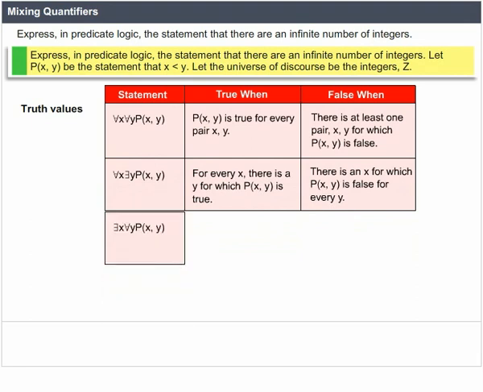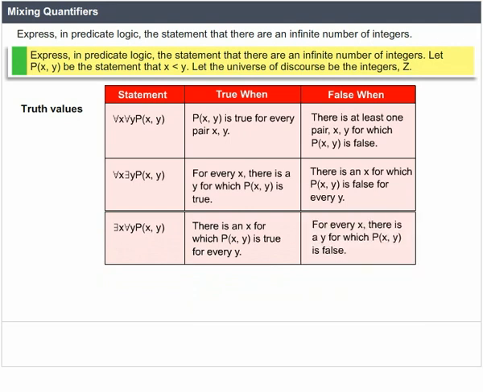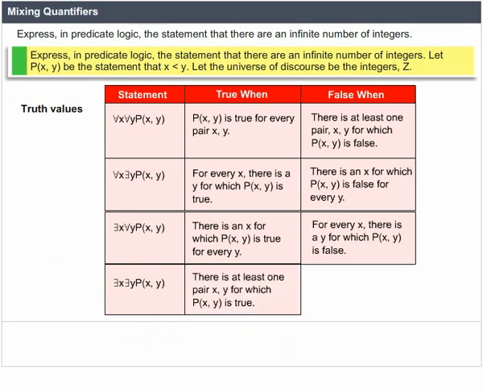Third row. There exists x, for every y, P of x comma y: true when there is an x for which P of x comma y is true for every y; false when for every x there is a y for which P of x comma y is false. Fourth row. There exists x, there exists y, P of x comma y: true when there is at least one pair x comma y for which P of x comma y is true; false when P of x comma y is false for every pair x comma y.